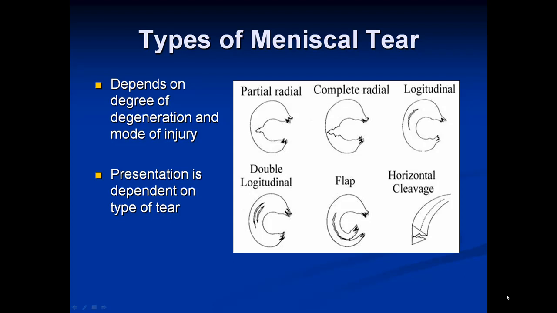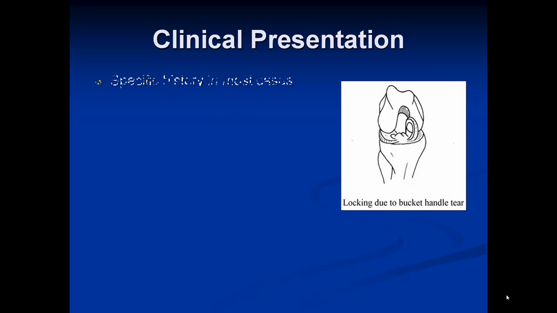There may be complete or partial radial tears, longitudinal tears, double longitudinal tears, flaps and cleavage of the cartilage. The area where the meniscus is injured and the extent is very dependent on the outcome of conservative treatment and as to whether surgical treatment is indicated.